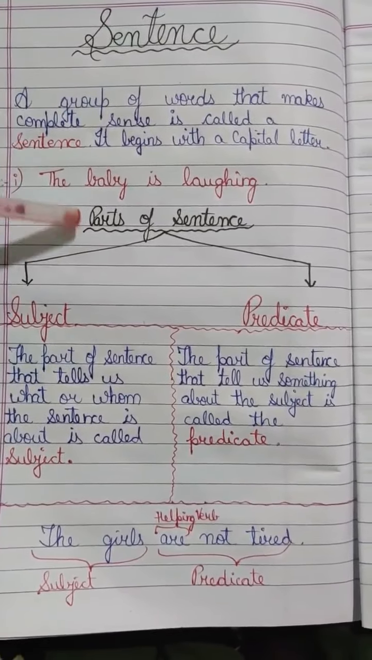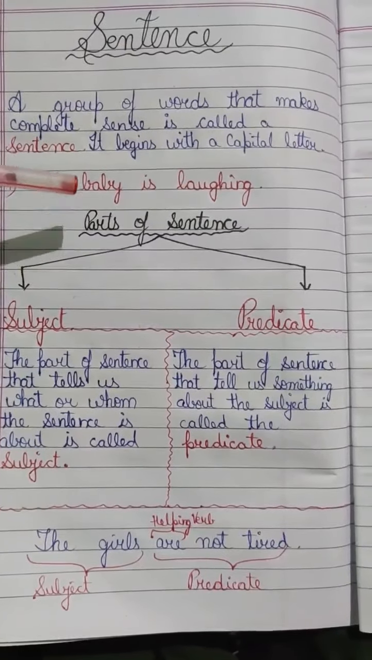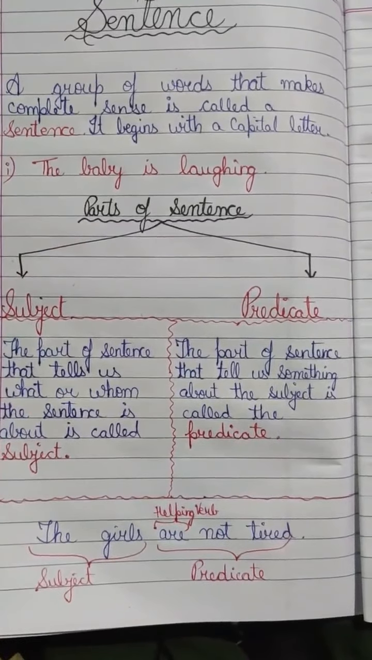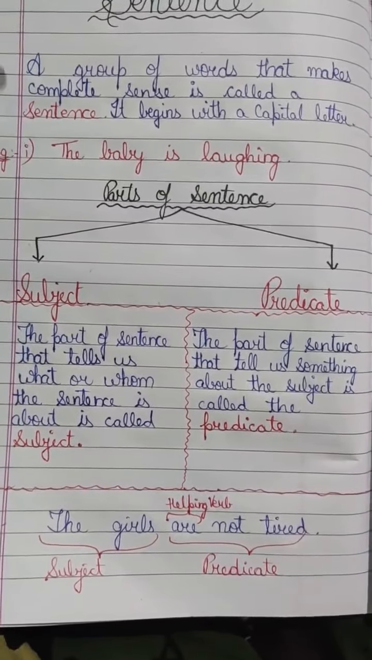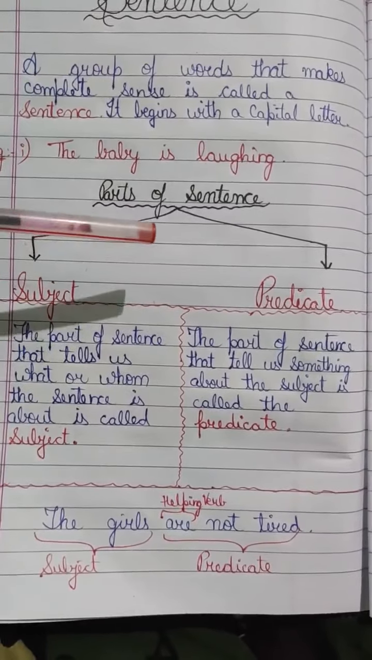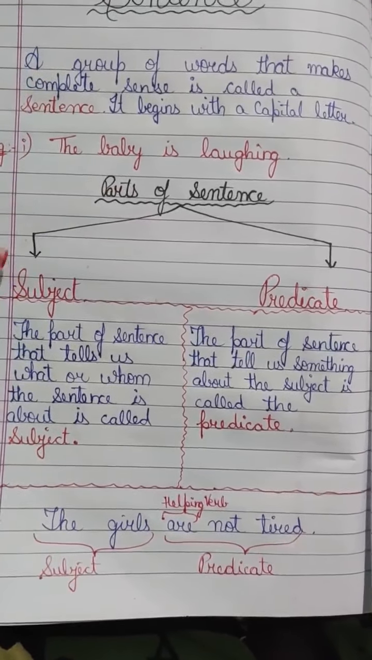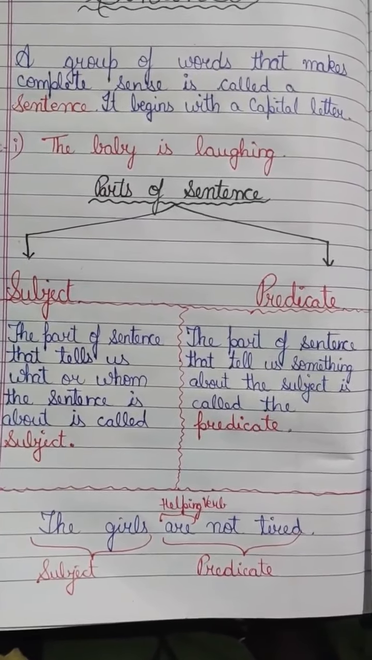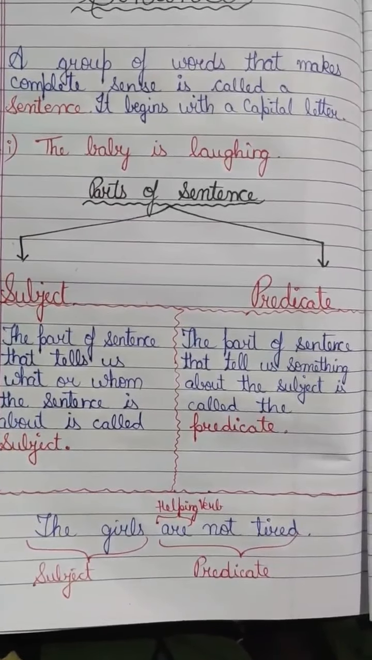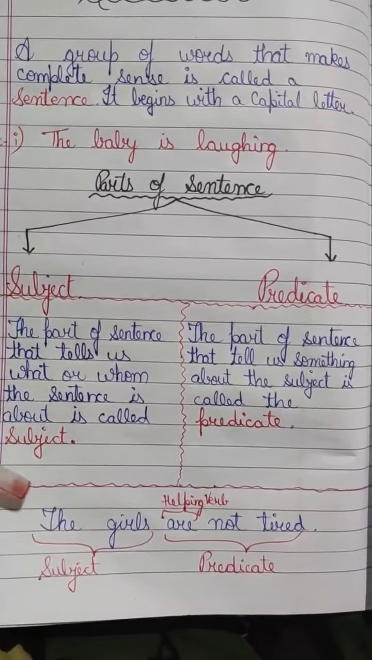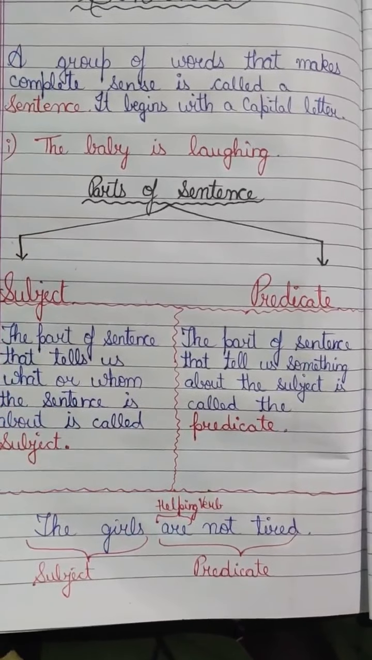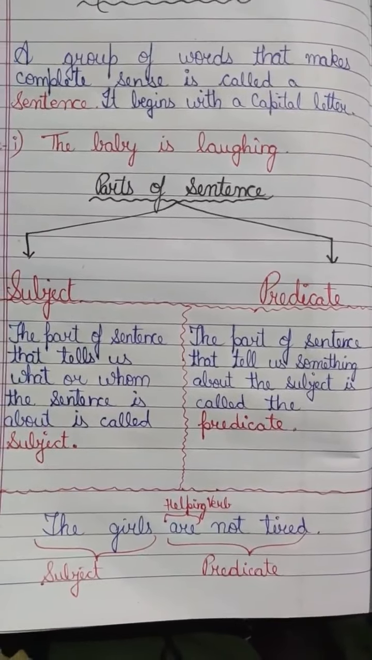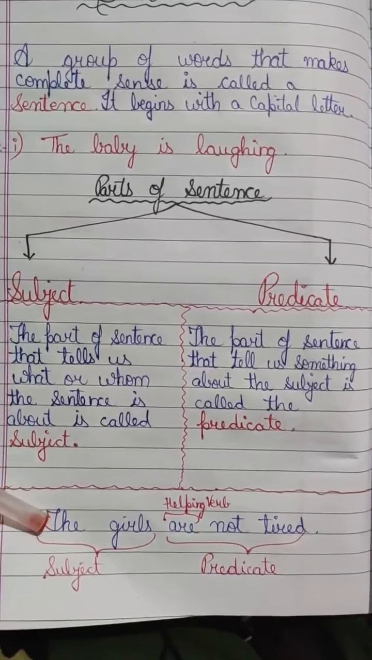So next, coming on to parts of sentence, I have already summarized the things for you so that it would be very easy for you to understand. Okay, so a sentence has two parts, subject and predicate, right? Subject is the part of a sentence that tells us what the sentence is about. For example, the girls are not tired. Who are not tired? The sentence is about what? Girls. So the subject will be the girls.